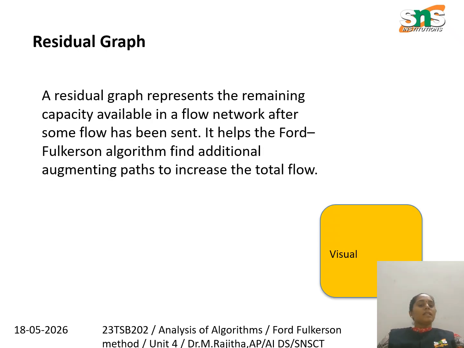management. And residual graph. A residual graph shows the remaining capacity after sending some flow through the network. It is very important because it helps the algorithm determine whether more flow can still be added. For example, if an edge has capacity 10 and already carries flow 6, then the remaining capacity is 4. The residual graph is updated dynamically in every iteration. It also allows reverse flow, meaning the algorithm can adjust a previous decision if a better path is found later. This makes the Ford-Fulkerson method flexible and efficient.